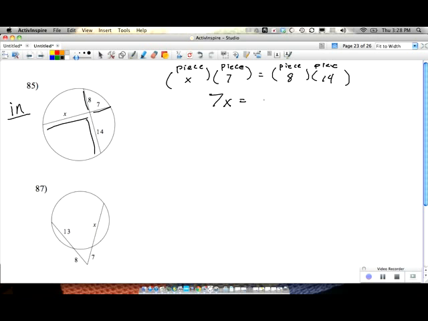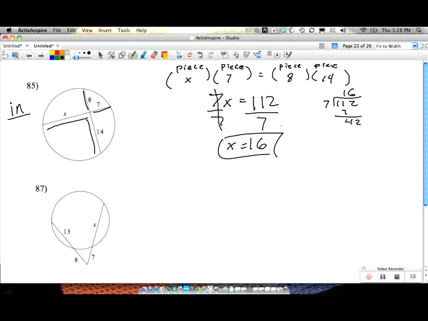All right, for this next one, we are outside the circle. So again, we're going to have that outside times the whole equals the outside times the whole. So let's do blue and red, just to color code. We're going to do the outside times the whole. That means we have 7 times 7 plus x. Then on the other side, we're going to have 8 times the whole, which in this case is going to be 21. 8 plus 13. So 8 times 21.